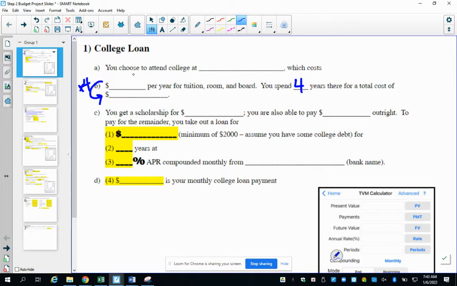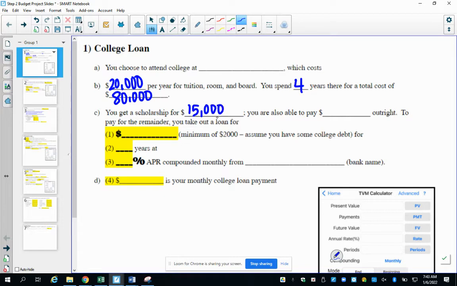So this next blank is going to be your scholarship. So let me just put some actual pretend numbers in here. So let's just say I'm doing a school that's $20,000 a year for 4 years. So that would be $80,000. So then let's say that I get a scholarship for $15,000.